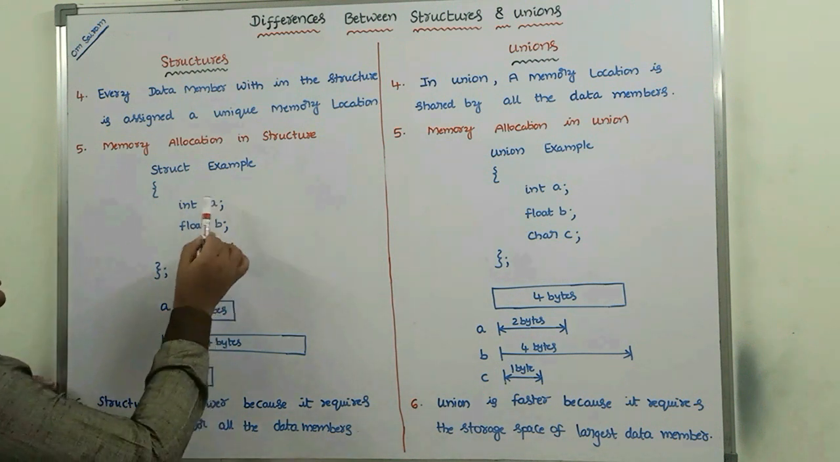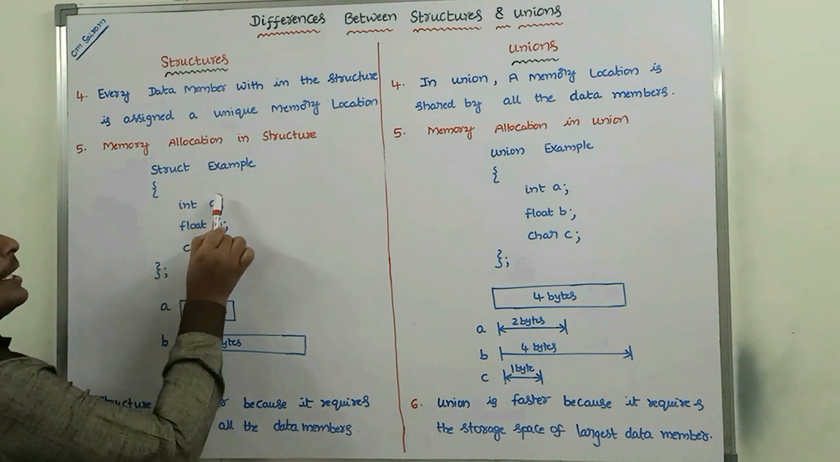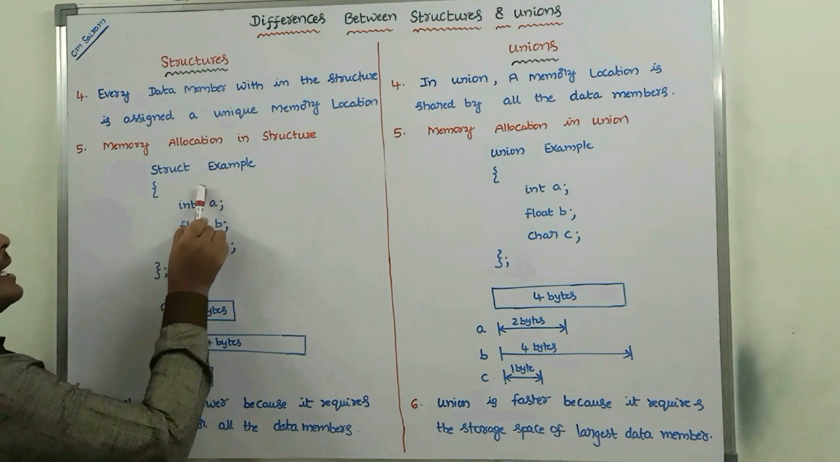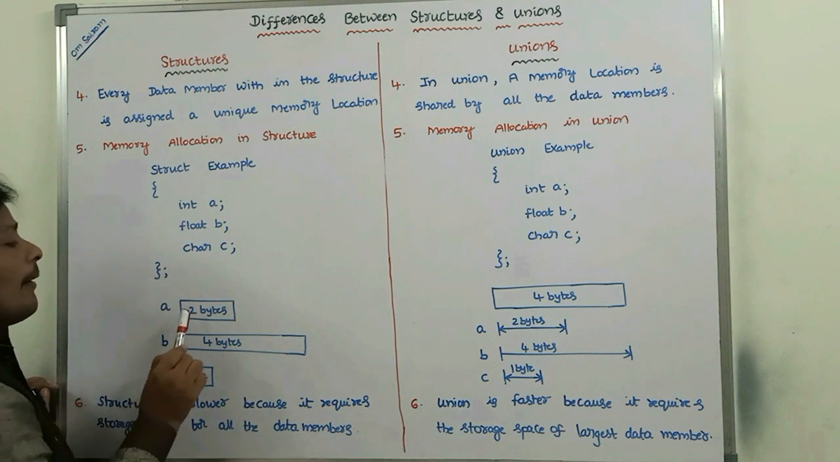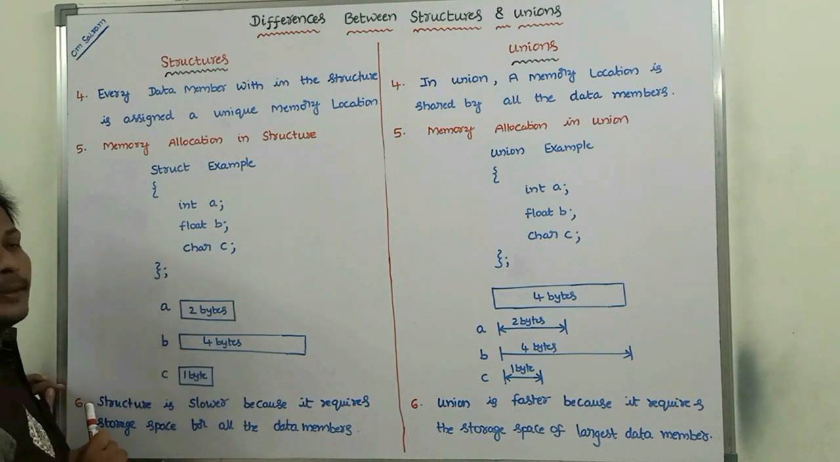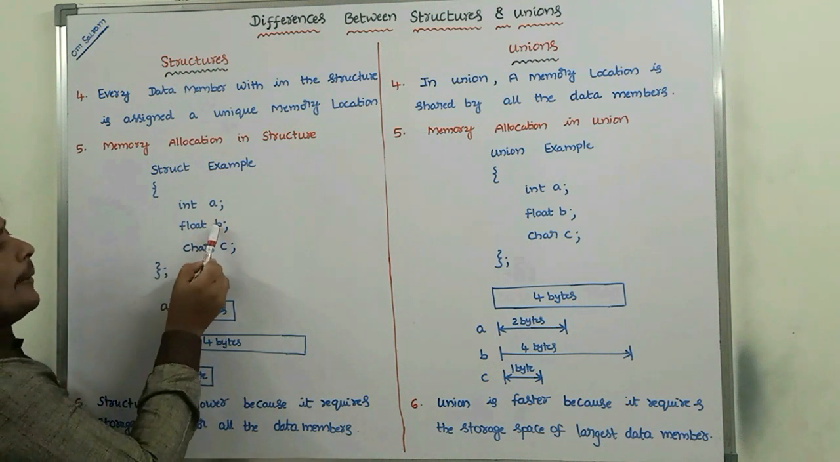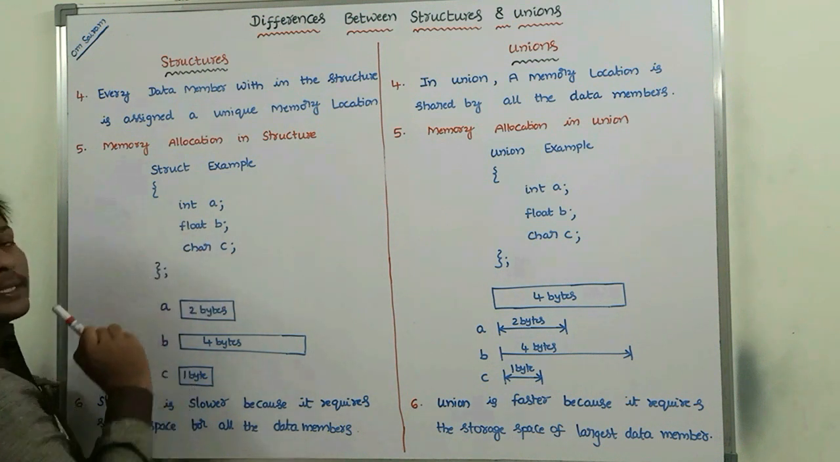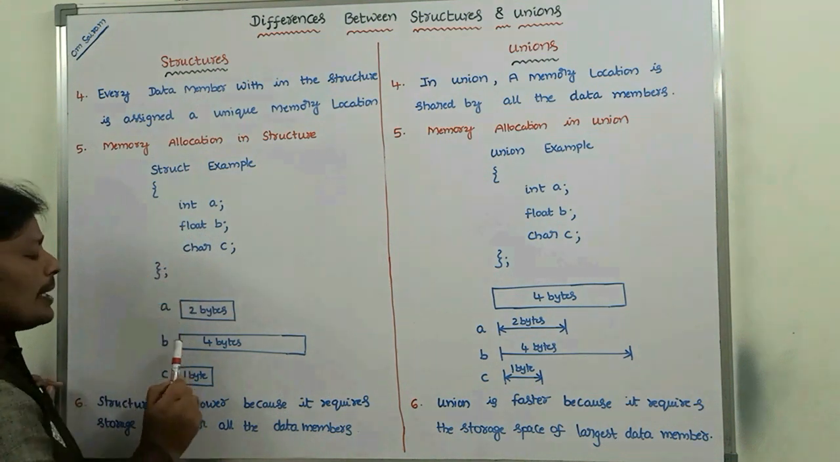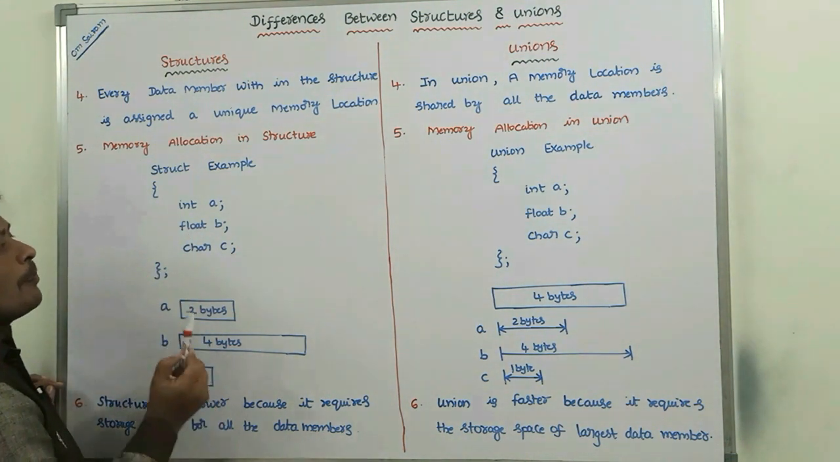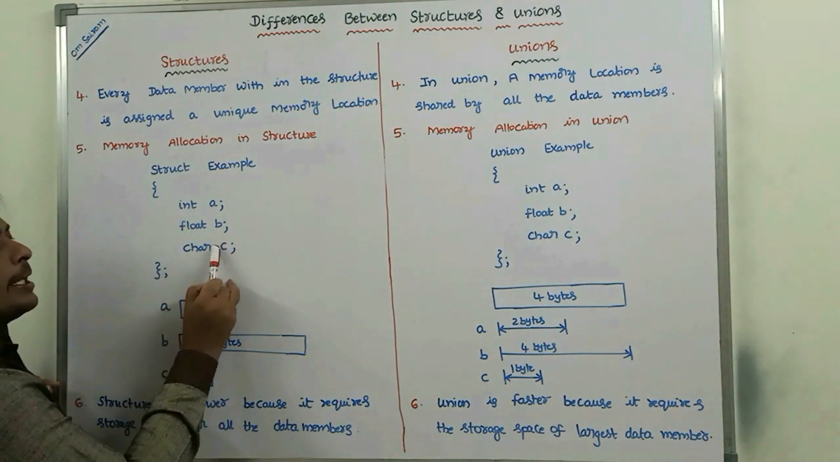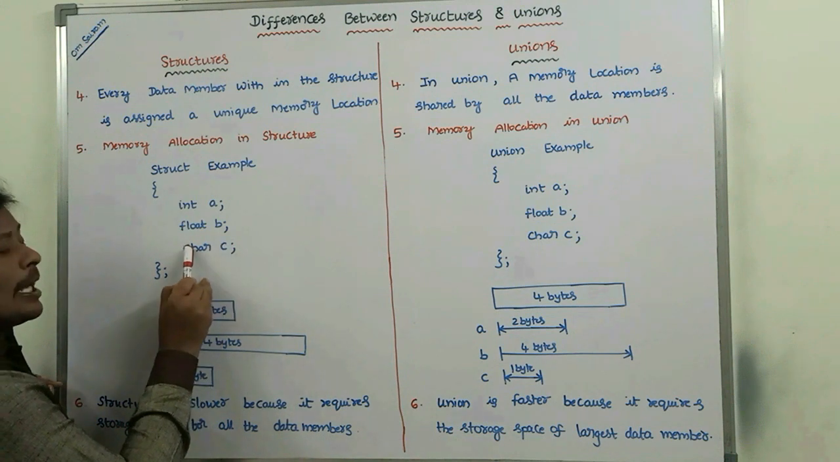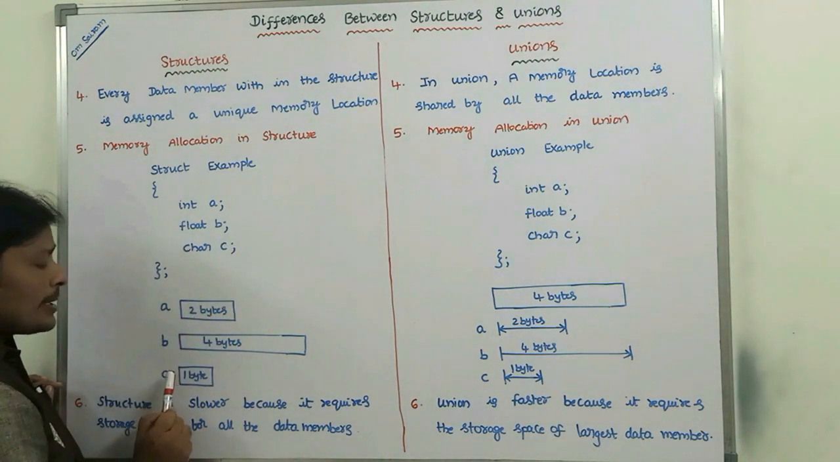Here I am taking the data member A, its data type is int, it occupies 2 bytes. Next, the data member is B, its data type is float, float occupies 4 bytes. Next, another data member C, its data type is char, it occupies 1 byte.